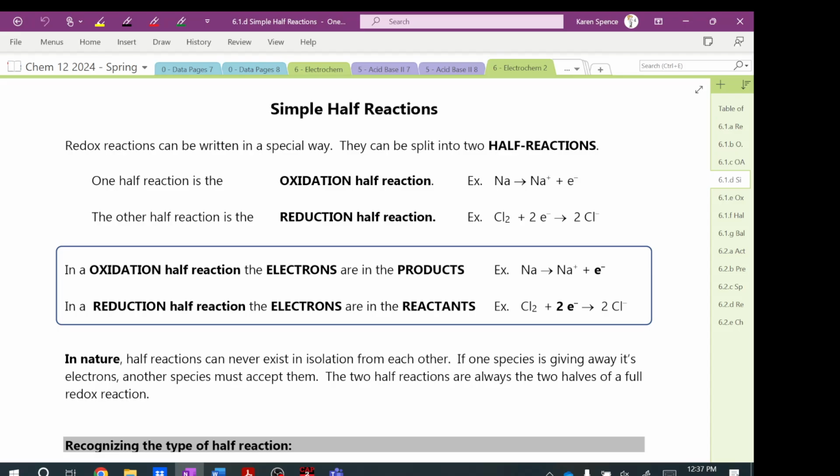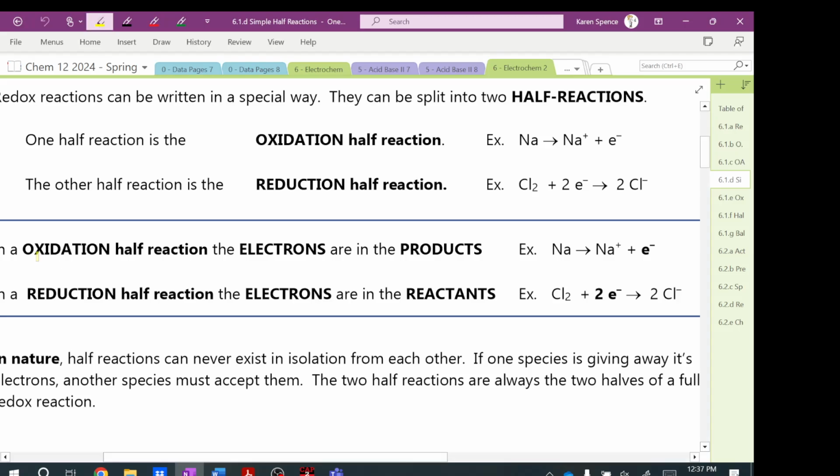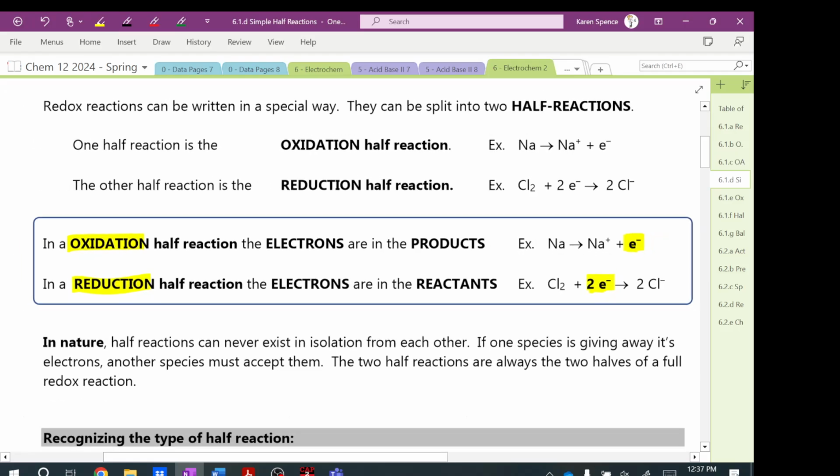Okay, simple half reactions. Redox reactions can be written in a special way. They can be split into 2 half reactions. One half reaction is the oxidation, one is the reduction. We already knew all that, yes? Okay, good. In the oxidation half reaction, are the electrons reactants or are they products? Oxidation, the electrons are products. They come out. So when you have oxidation, you can say, oh, look, there went the electron. And when you have reduction, those electrons are being gained. They are on the left-hand side.